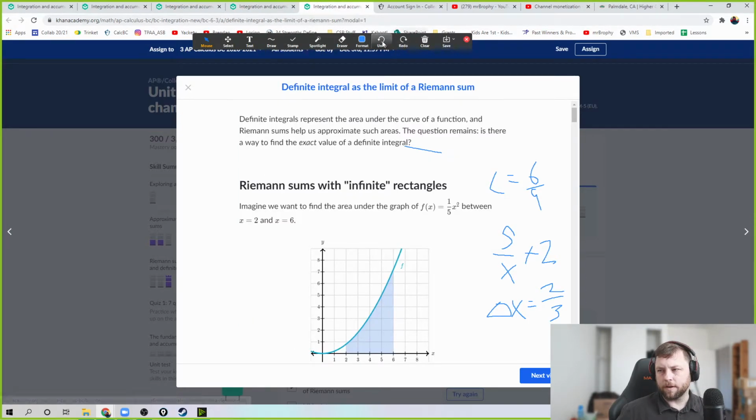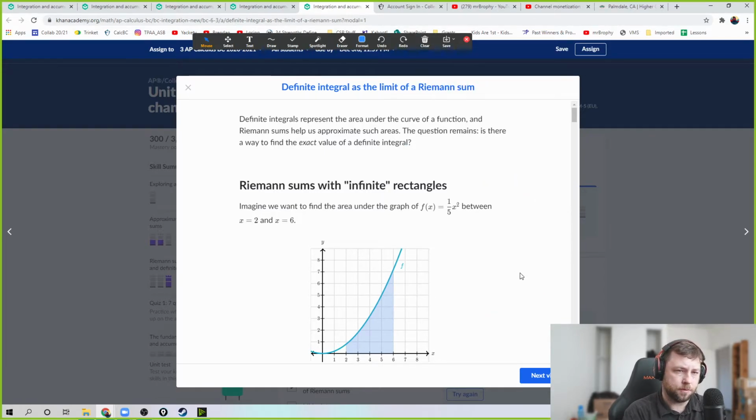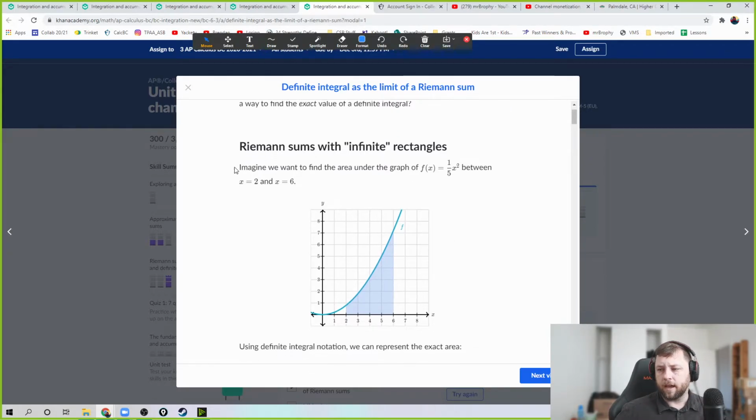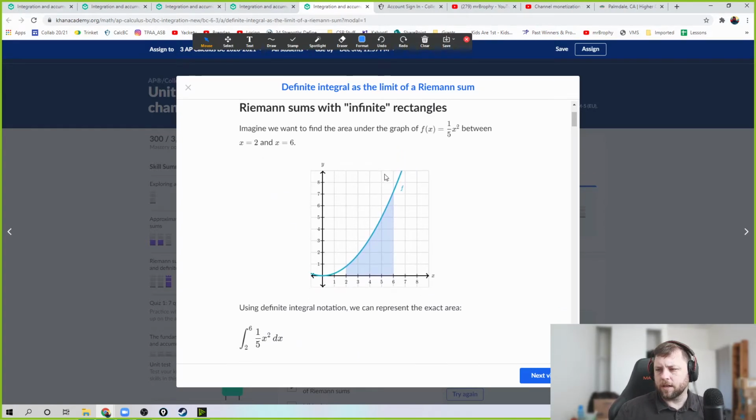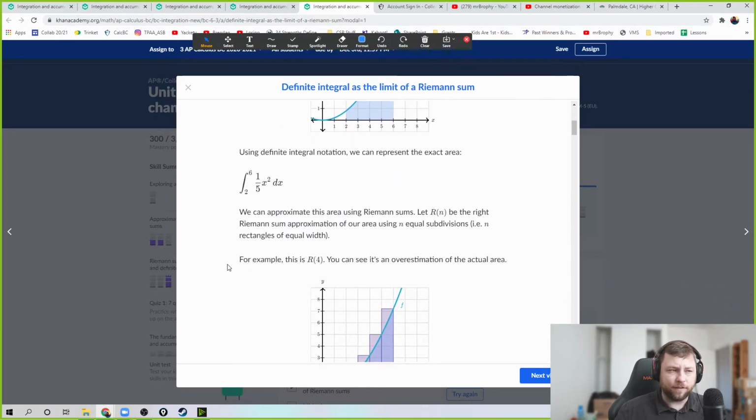Let's go to the last part of this. And this is, I think, where it really gets to what SalCon does, or what AP does. They'll say, hey, we want to do Riemann sums with infinite rectangles, because the limit as you go to infinity number of rectangles will be equal to the actual integral, right? So it's like the Riemann sum, or the sigma definition of an integral. I think they get into, so it's like, hey, how do I represent the integral from 2 to 6 of this function with sigma notation?